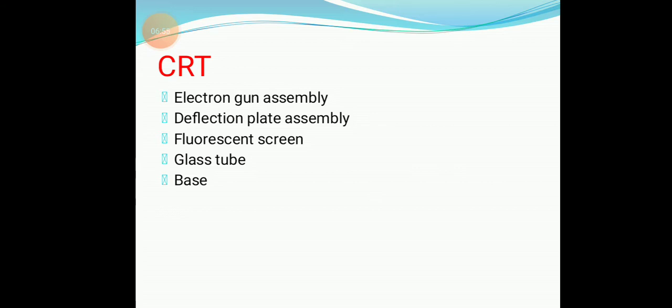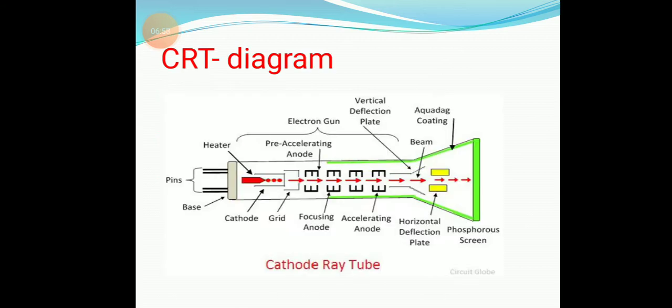What are the detailed functions of the CRT? This is the diagrammatic representation of the CRT. As shown in the figure, the first block or first structure is the electron gun assembly. So what is the electron gun assembly? First point, the electron gun consists of a heater, focusing anodes and cathodes, and the cathode gun is cylindrical in nature and has a small hole at the end.